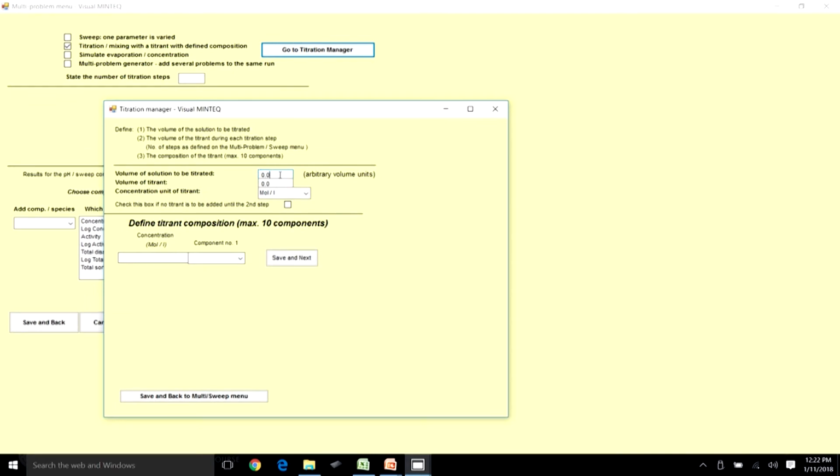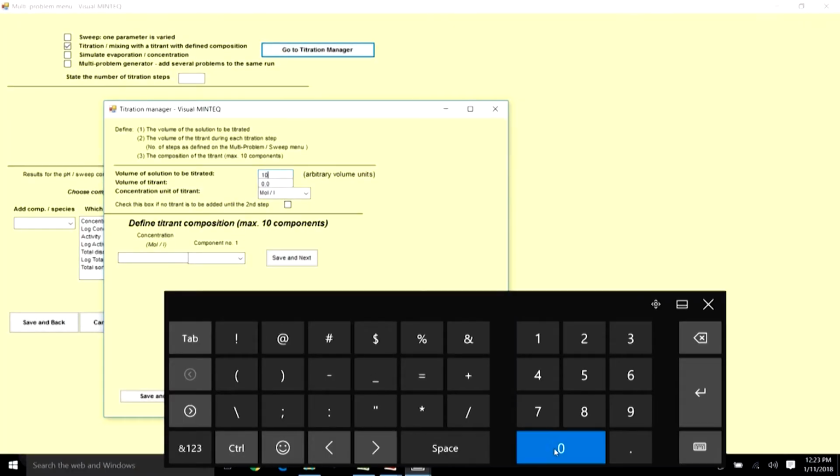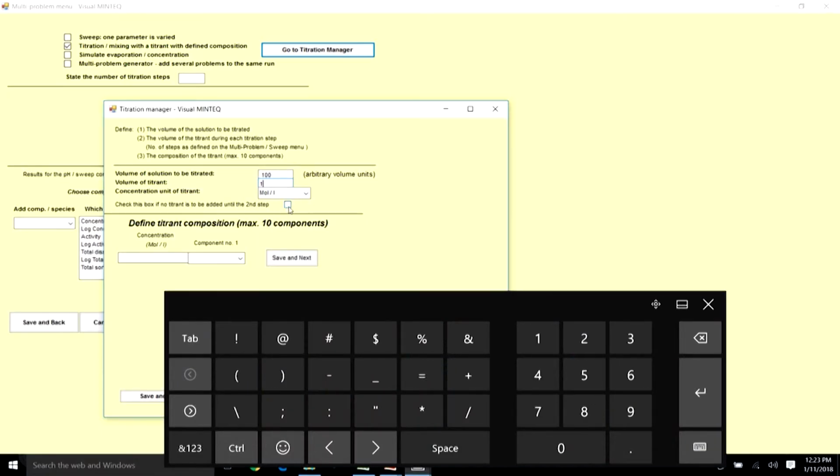It is going to ask you for the arbitrary units of the volume that you are titrating. For the sake of ease I am going to choose 100, and the volume of titrant is going to be per step. I am going to choose 1. So if it is 100 ml total solution in your conical flask, I am going to add 1 ml with each step. And I am going to say it is only going to start with step 2, because I want to see what the system is before addition of this particular component.